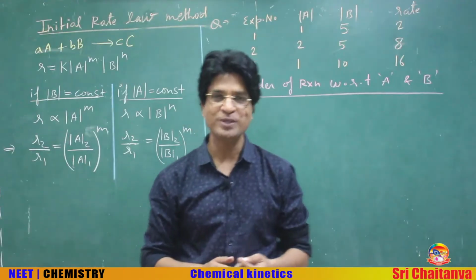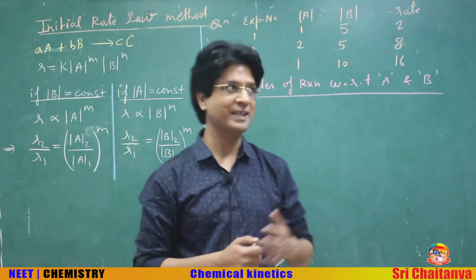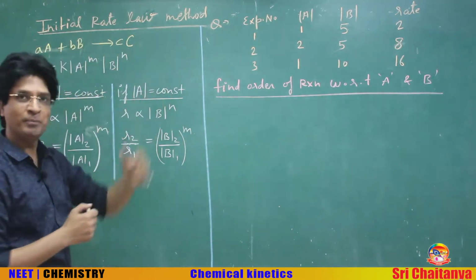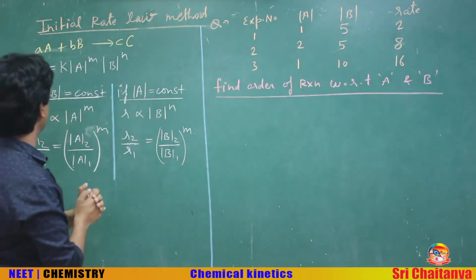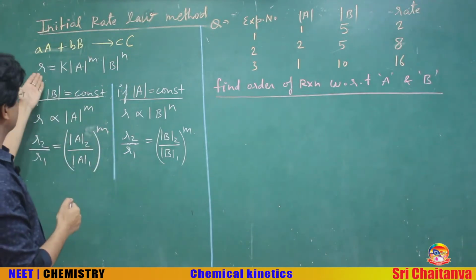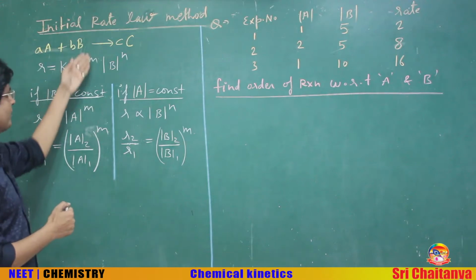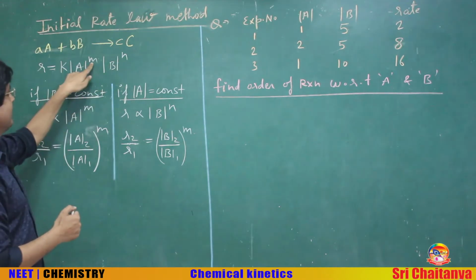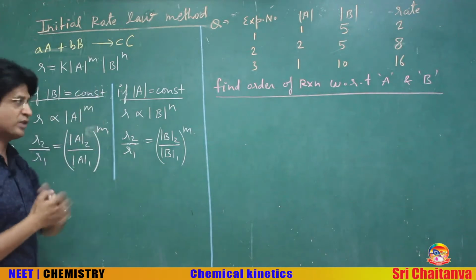Okay, so students, the second method to find out the order of reaction is the initial rate law method. In this method, in the examination hall they will give you a reaction, and suppose the rate law for this reaction can be written as R equals K, A to the power of M and B to the power of N, where M and N are the order of reaction with respect to A and B respectively.